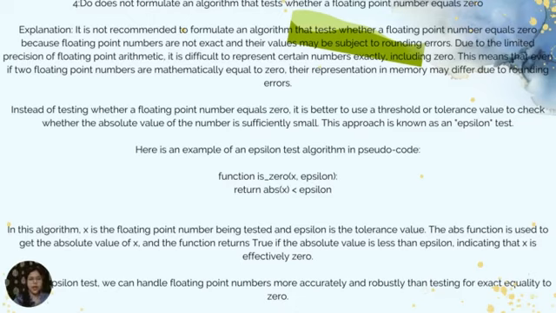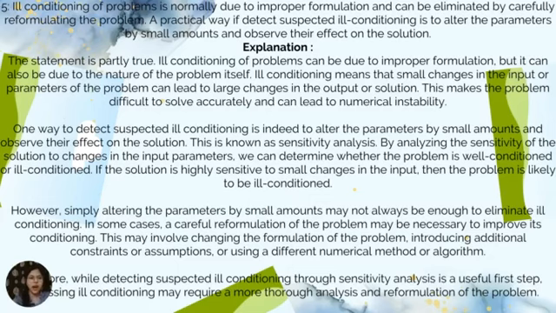In this algorithm, x is the floating point number being tested and epsilon is the tolerance value. The ABS function is used to get the absolute value of x and the function returns true if the absolute value is less than epsilon, indicating that x is effectively 0. Using an epsilon test, we can handle floating point numbers more accurately and robustly than testing for exact equality of 0. Fifth statement is partially true.